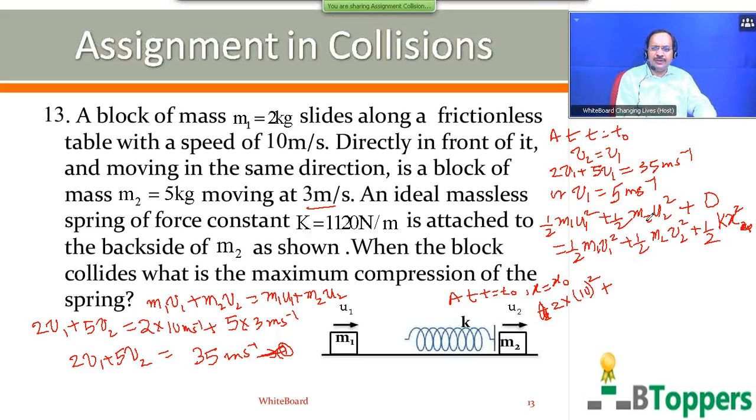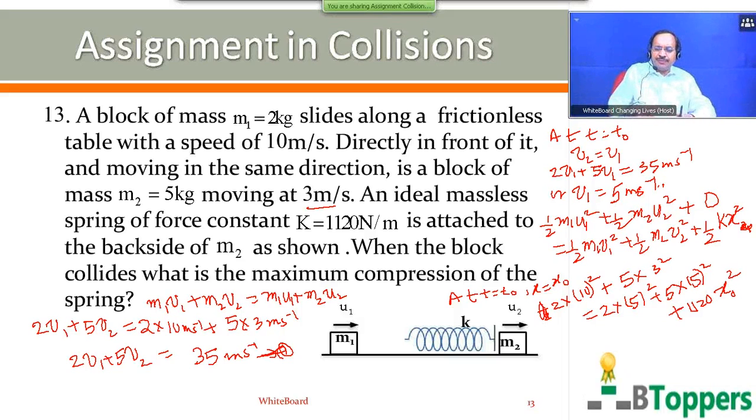All the units are understood to be in SI units. M2 is 5 kg and U2 is 3 meter per second. So M1 is 2 kg, and V1 at the instant of maximum compression is 5 meter per second. M2 is equal to 5 kg. At the instant of maximum compression of the spring, V1 and V2 are equal and each will be equal to 5 meter per second. Plus K is given to be 1120 Newton per meter. Let x naught denote the maximum compression of the spring.